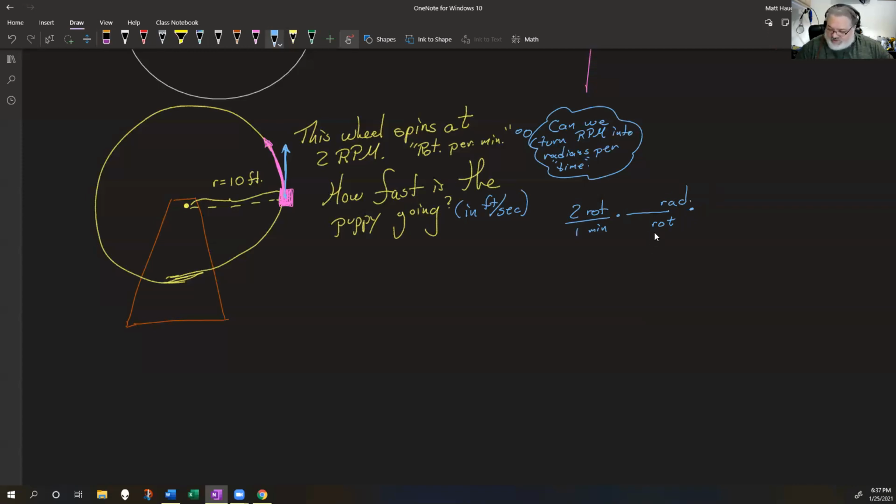But we do have to know our conversions. One rotation has 2 pi radians. We also have to get rid of our minutes and put in seconds. So knowing that there are 60 seconds in a minute is certainly handy. So how about 4 pi radians per 60 seconds, or an omega of pi over 15 radians per second.